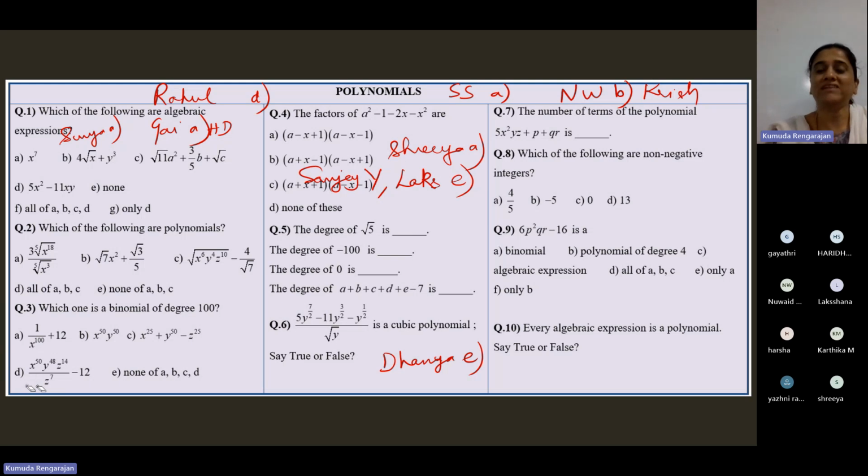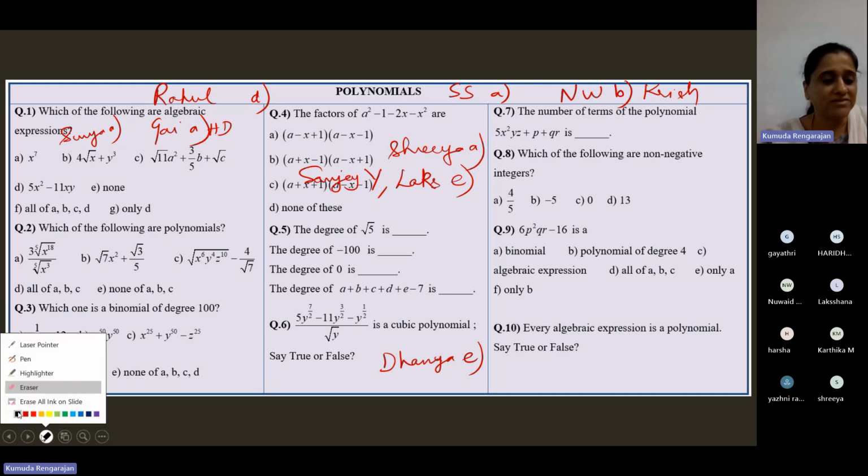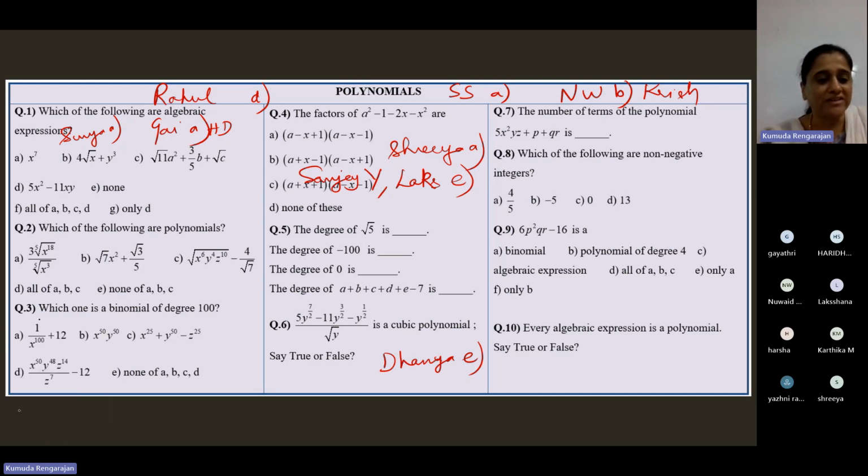Option A is an algebraic expression with two terms. It's not a polynomial. Why? Because when you bring this x up to the numerator, it will be x to the power minus 100 plus 12. When you bring the variable up to the numerator, you must always have the variables in the numerator and then read the power.